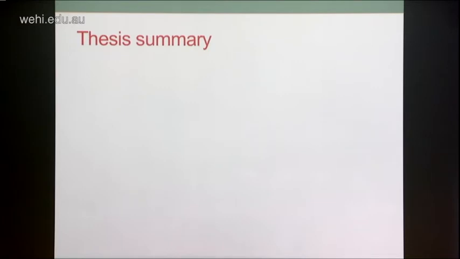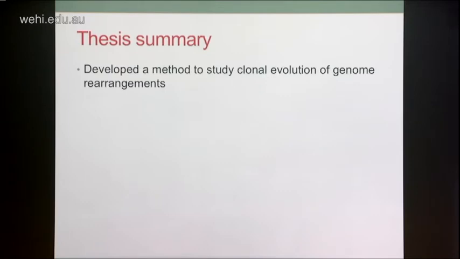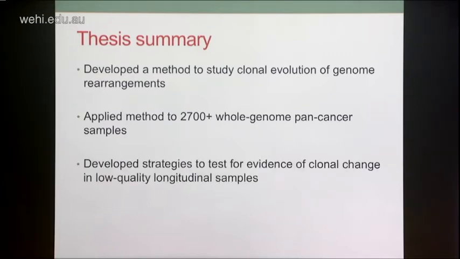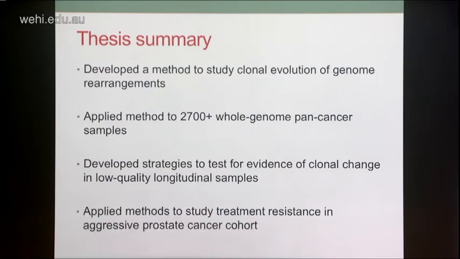So to give you a brief overview of my thesis contribution, I've developed a method to study clonal evolution of genome rearrangements, and I'll talk about all the details involved in that. Then we applied this method to over 2,700 whole genome pan-cancer samples with over 37 different types. And then we developed a strategy to test for evidence of clonal changes in a small prostate cancer cohort where there were some low-quality samples, and we wanted to look for differences in clonality longitudinally. And then that's how we applied these methods as well.